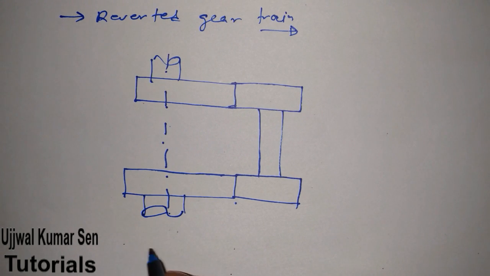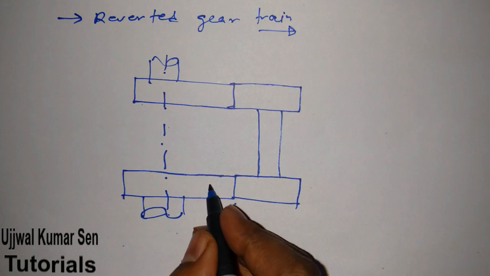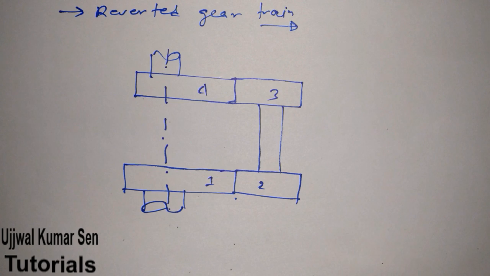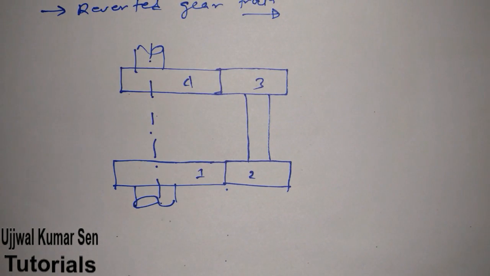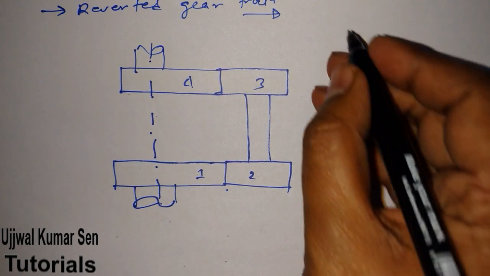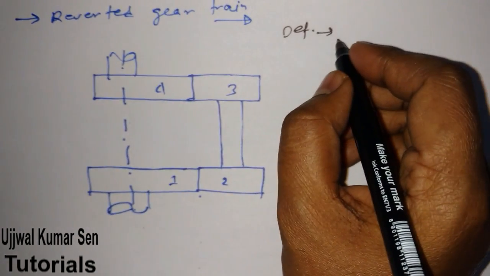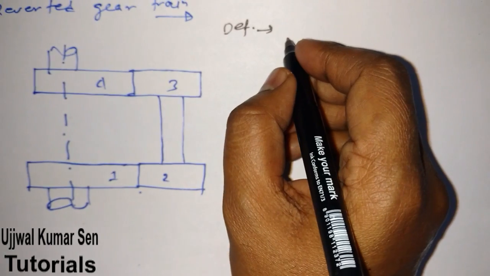All right, so this is a reverted gear train. Gear 1 is here, gear 2 is here, gear 3 is here, gear 4 is here. As I have already shared with you, this type of gear train is used in a wristwatch. Now the definition, because the definition also plays an important role. What is the definition of a reverted gear train?